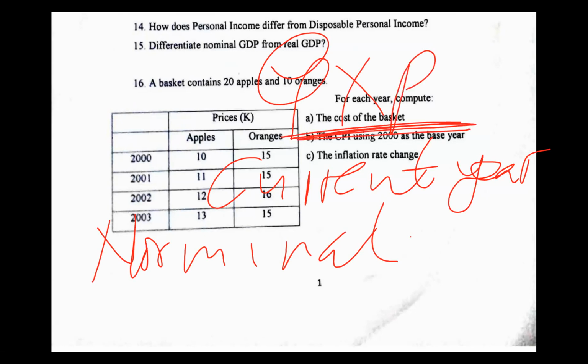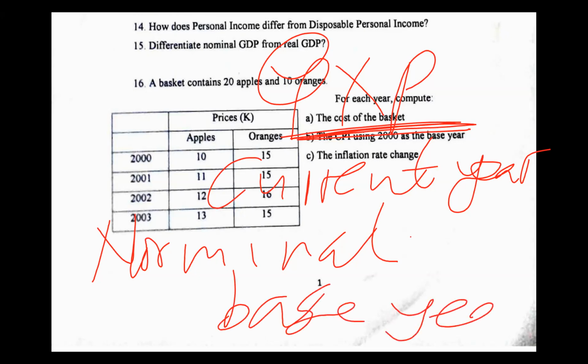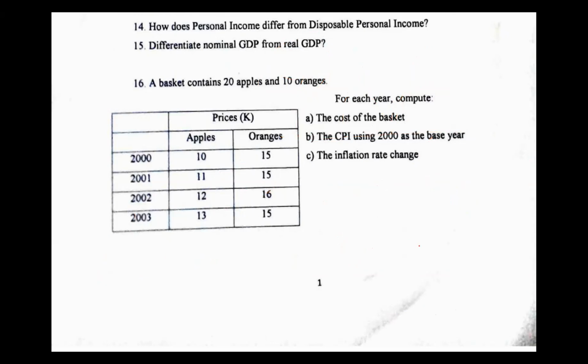But the real GDP measures the level of production using the base year prices. Now, what do we mean by base year? A base year is the year of reference, some previous year, some year in the past. So that's the main difference between the two. Nominal GDP measures GDP at current year prices, but real GDP measures GDP at base year prices.